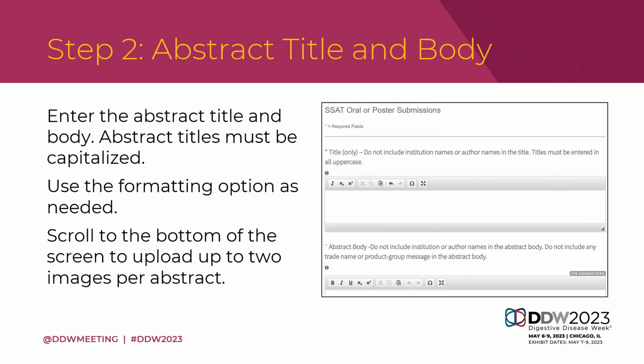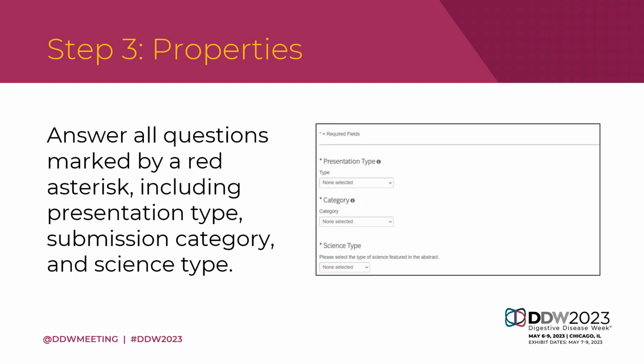To complete Step 2 of the submission process, enter the abstract title and body. Please note that abstract titles must be capitalized, though you can use superscript, subscript, and special characters. You may upload up to 2 images per abstract. When you've completed this step, click the Save and Continue button at the bottom of the screen. In Step 3, you will answer a few questions about your abstract, like the science type and submission category. Answer all questions on the page marked by a red asterisk, and then click Save and Continue.